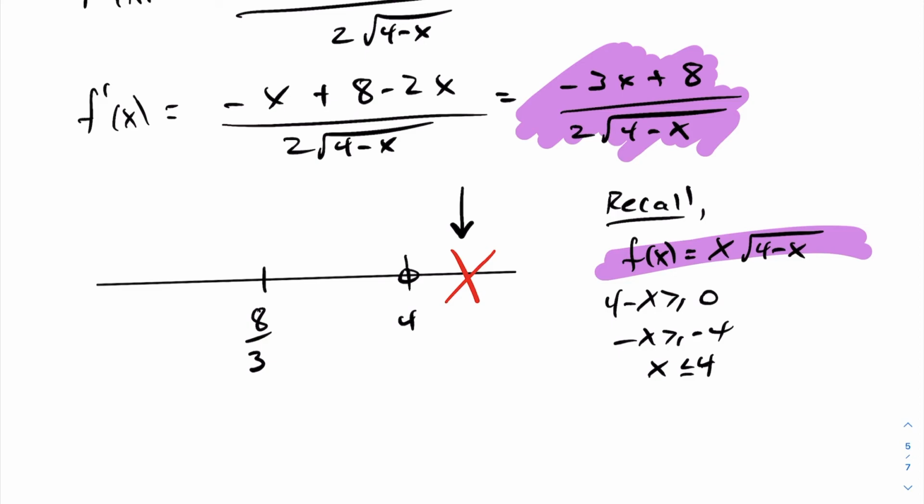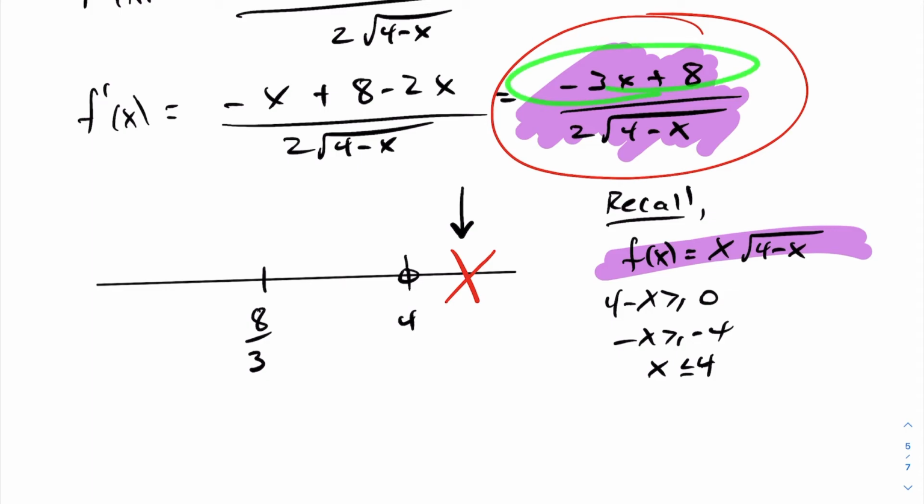Now going back to this f prime here, if I pick a value between 8/3 and 4, let's say we pick 3, subbing a 3 into here, you'll notice the top will be negative, the bottom will be positive. Negative over positive is negative. And lastly, if I pick a value in this interval, let's say 0, sub a 0 into here, we get positive, and likewise we get positive, which gives us positive.